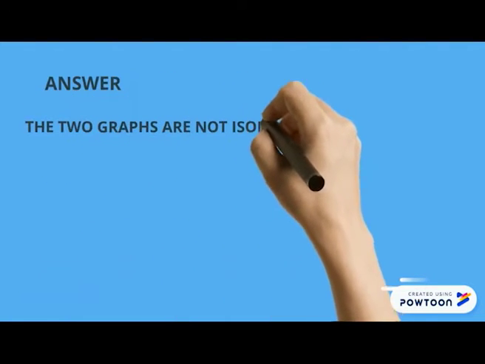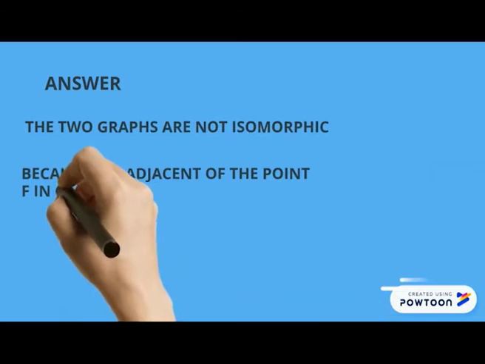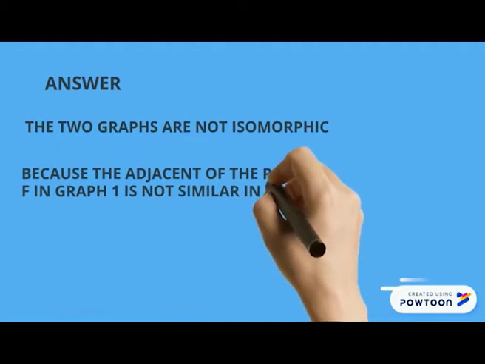Answer: the two graphs are not isomorphic because the adjacency of the point F in graph 1 is not similar to that in graph 2.